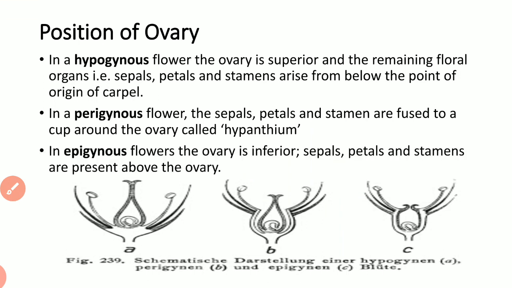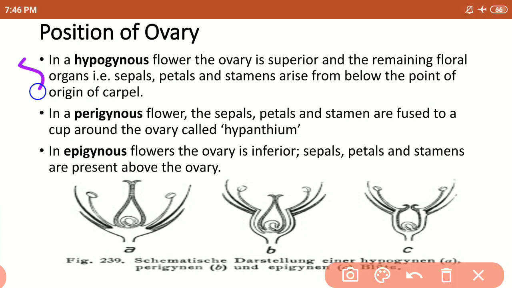Next is the epigynous flower. Epi means above. Okay, if the other floral whorls, that is the stamens, calyx and corolla, are above the carpel, then it is called the inferior ovary or epigynous flower. Okay, this is the superior ovary, that is the hypogynous. Superior ovary, inferior ovary. Thank you for watching the lecture.